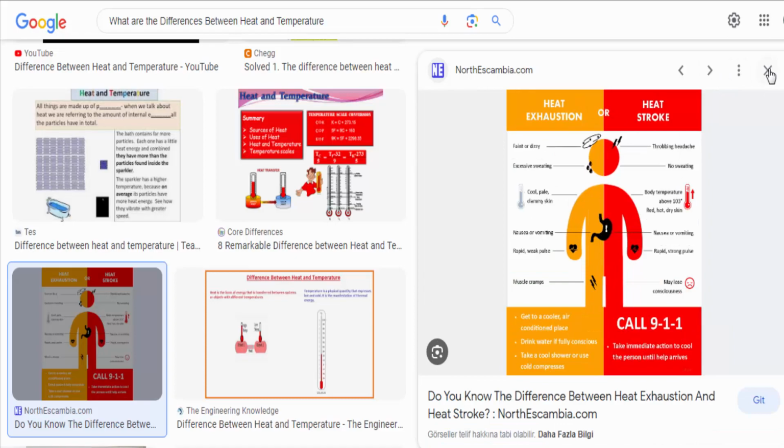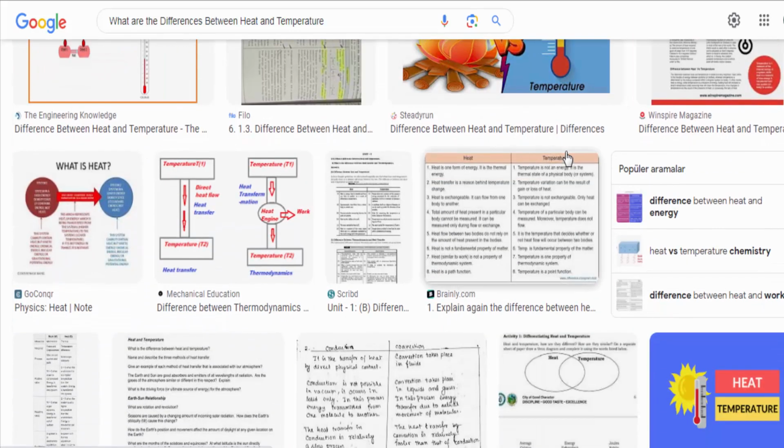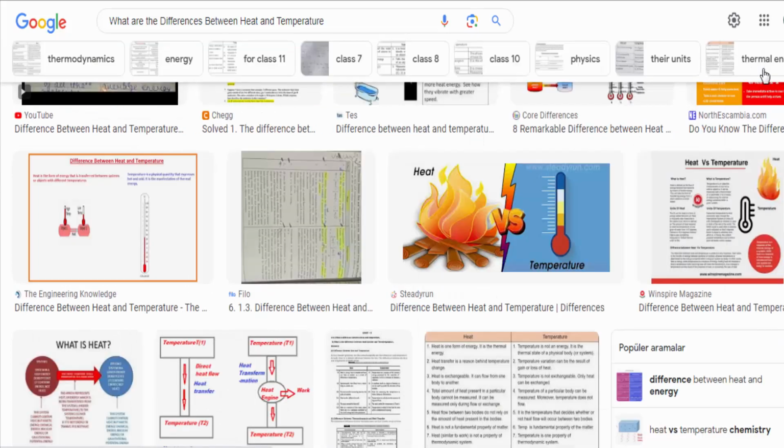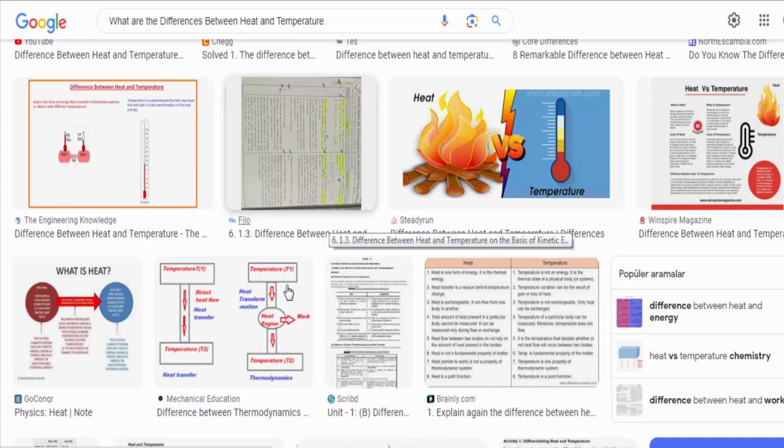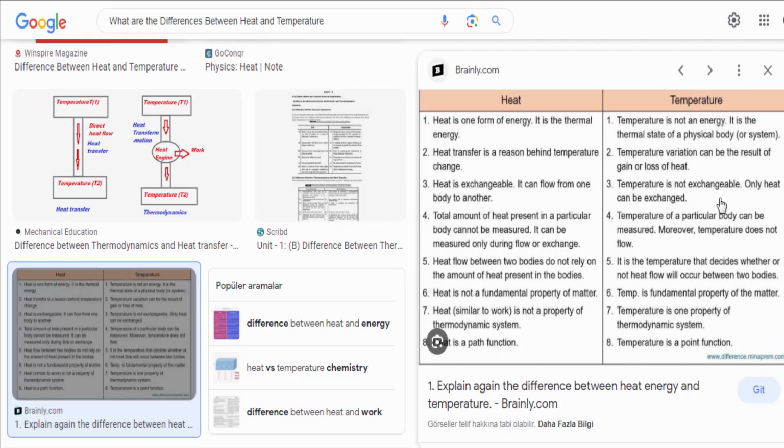In summary, heat refers to the transfer of energy between objects due to a temperature difference, while temperature is a measure of the average kinetic energy of the particles within an object or system. Heat involves the transfer or transformation of energy, while temperature represents the thermal state or intensity of molecular motion.